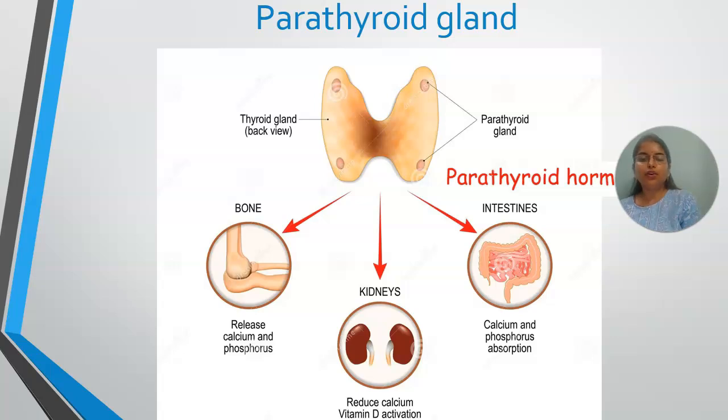Then we have parathyroid gland, which is located in the posterior, or rather the dorsal side of the thyroid gland. It has parathyroid hormone, which helps in increasing the blood calcium levels via 3 mechanisms. First is by resorbing the bone, then by the reabsorption from the urine, and then by maximum absorption via food.